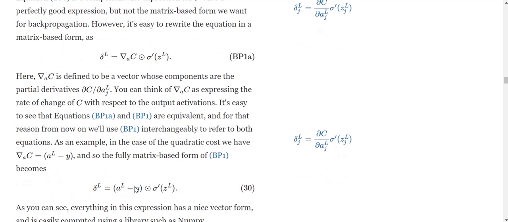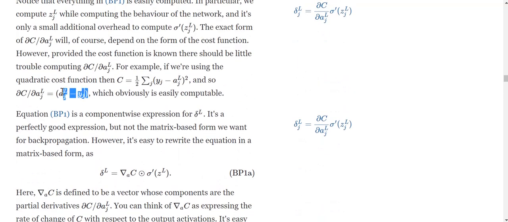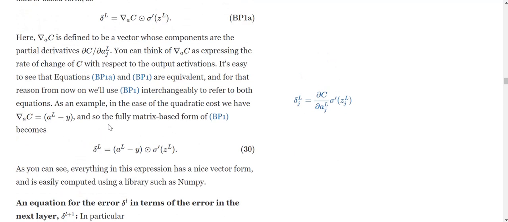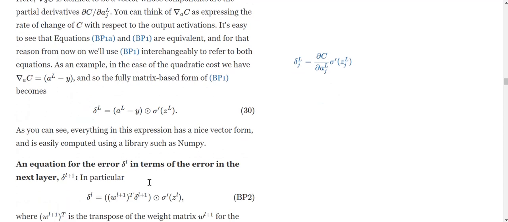As an example, in the case of quadratic cost, we have this derivative as AL minus y, which you had computed here, the gradient. And so the matrix-based equation would be AL minus y, Hadamard product with the derivative of the sigmoid function at location ZL. Now you see that we have a nice vector form, and this vector form can easily be computed by a matrix library such as numpy.